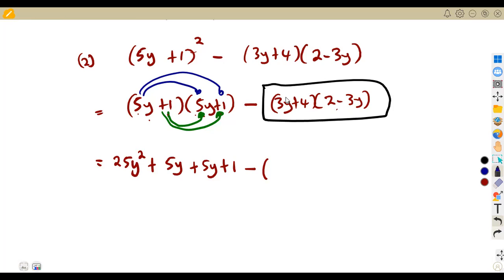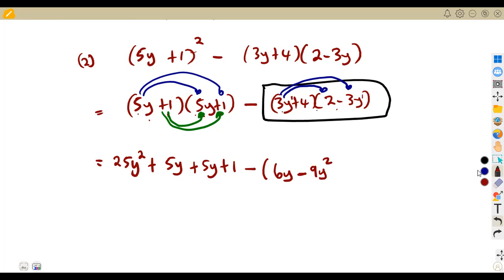That is, the 3y is going to multiply everything in this bracket, just like the previous case. So we are going to have 3y times 2. That's 3 times 2, which is 6y in this case. Then we've got 3y times minus 3y. So 3 times minus 3, that's negative 9. Here it's y and this is y, so it will be y times y, which is y squared. So we've got negative 9y squared.